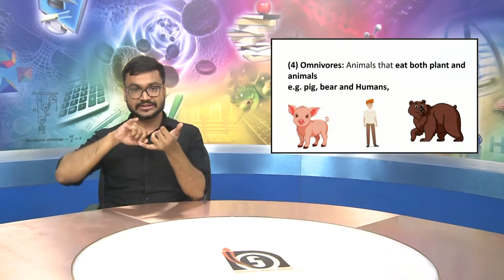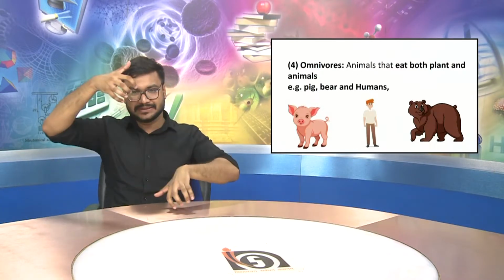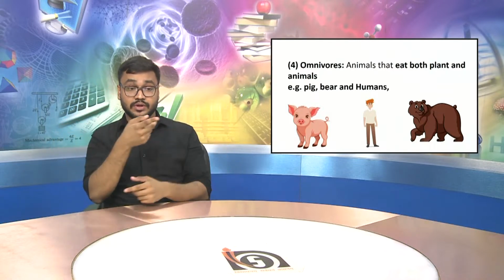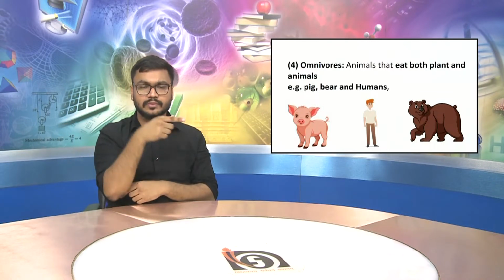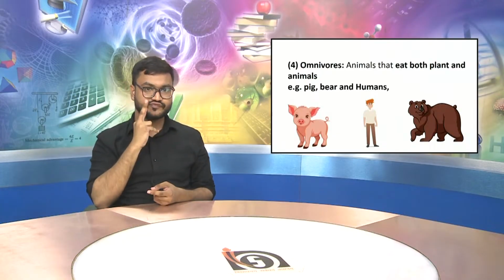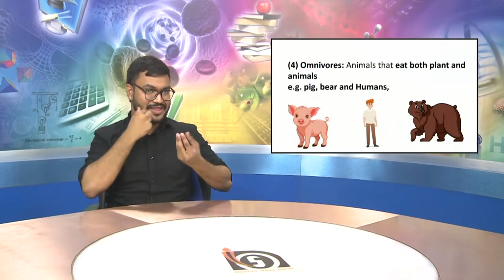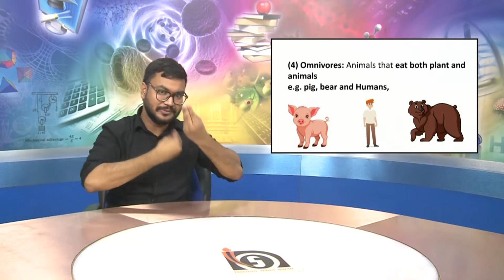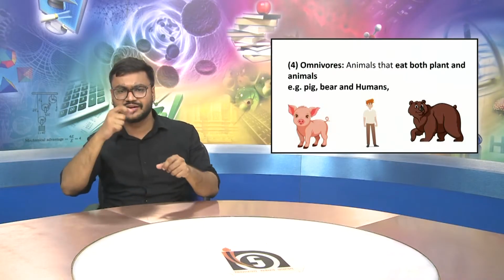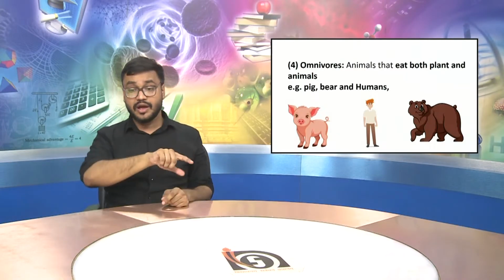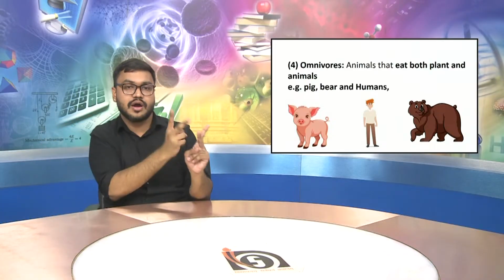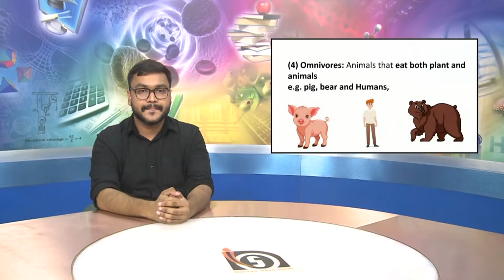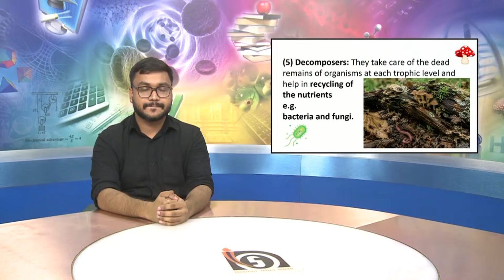And the fourth trophic level is omnivorous. These are the animals that eat both plants and animals. For example, pig, bear, humans.